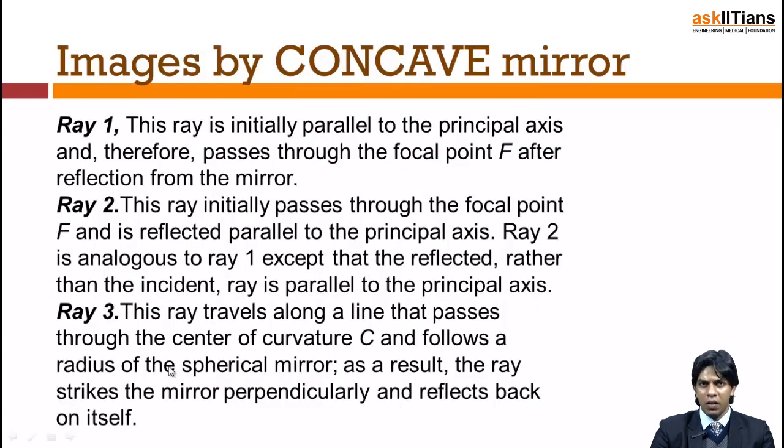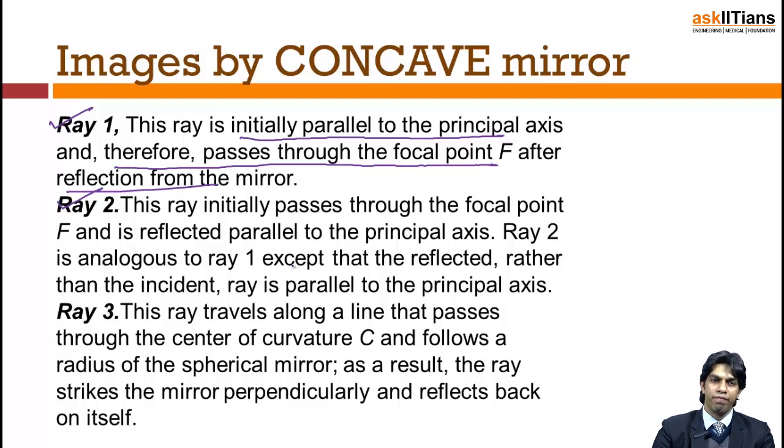Now, these are the same things which were discussed in the last slide, that is, the ray initially parallel to the principal axis passes through the focal point after the reflection. Same goes for R2, where it initially passes through the focal point and becomes parallel after reflection. Then the third one is the ray that travels along the line that passes through the center of curvature. It retraces its path back. So it's just put in words so that you understand better and you have a slide to go back to whenever you're getting confused.